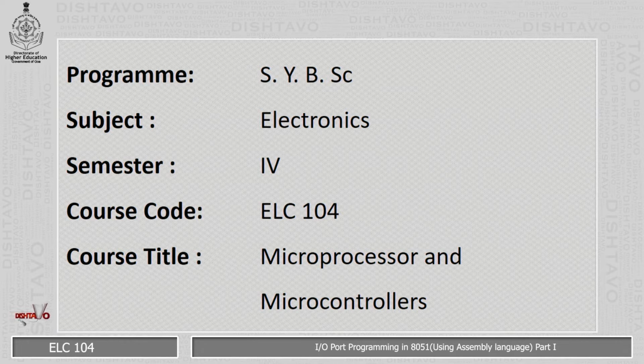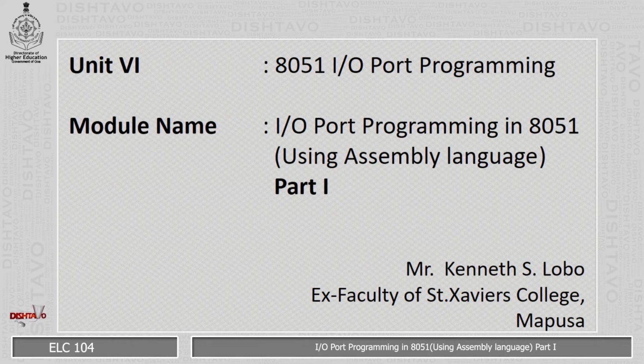Welcome students to the SYBSc program in electronics. That is semester 4 and our course code is ELC 104, course title microprocessor and microcontrollers. We are doing unit 6, that is 8051 IO port programming, and today we'll be doing the actual programming of the IO ports using assembly language.